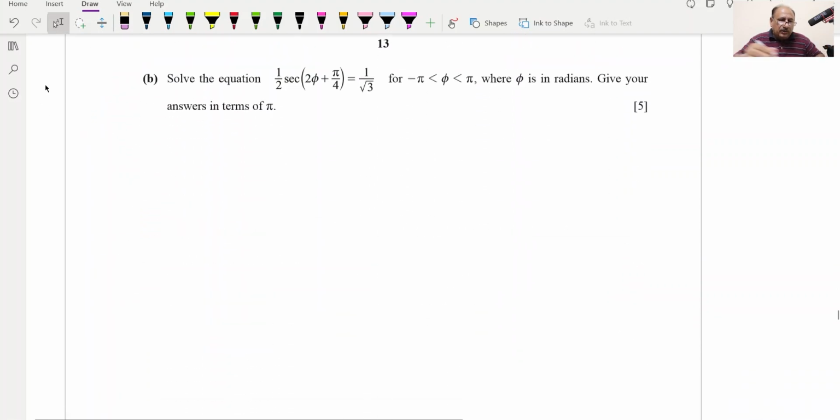Now part B says solve the equation, this one, for minus pi to pi, where phi is in radians. Give your answer in terms of pi.